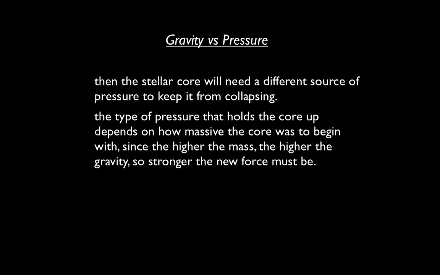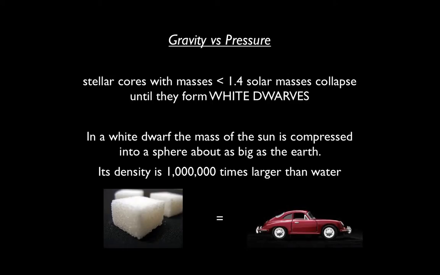The type of pressure that holds the core up is going to depend on how massive that core was to begin with, because the higher the mass, the higher the gravitational attraction, so the stronger the new force must be. When stellar cores have masses less than 1.4 solar masses, they collapse until they form white dwarfs. In a white dwarf, the mass of the Sun is compressed into a sphere that's about as big as the Earth. The density of a white dwarf is 1,000,000 times larger than that of water.